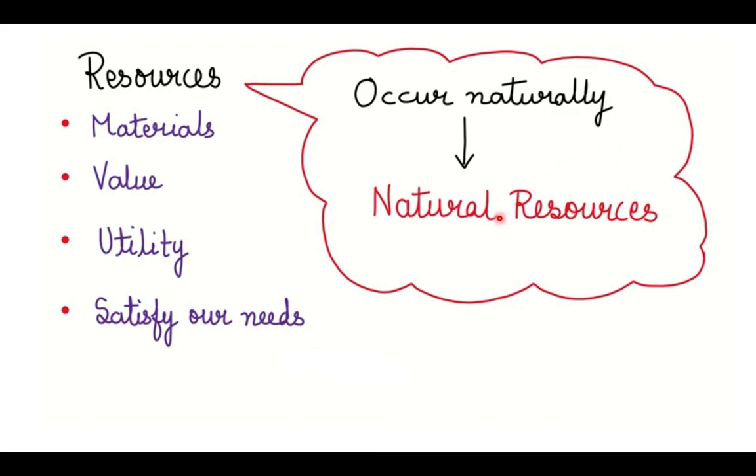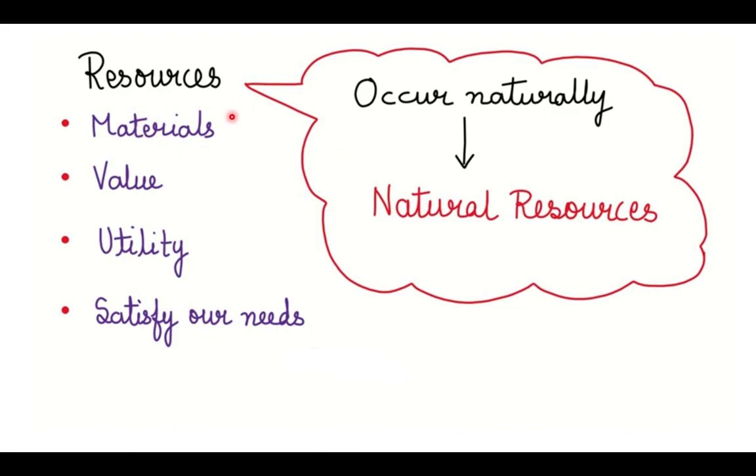So what about the resources? Two kinds of resources are there: natural resources and artificial resources. Natural resources occur naturally in our surroundings. Some examples are coal, petroleum products, minerals. These kinds of resources are naturally obtained in our environment. That is to be protected.